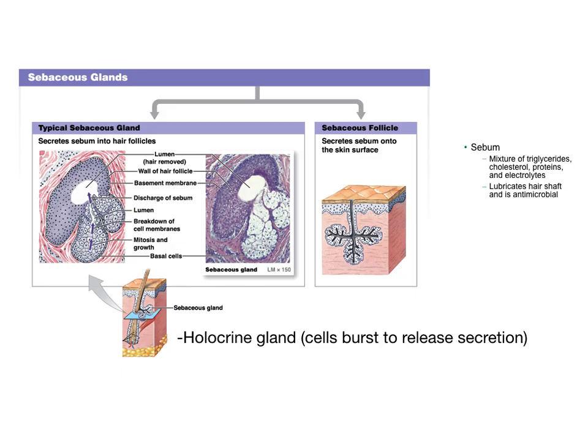So holocrine gland, the cell is burst to release its secretion. Sebum is made of a mixture of triglycerides, cholesterol, proteins, and electrolytes, and this lubricates the hair shaft, and it is important for antimicrobial purposes. So it helps protect that hair shaft, helps protect that skin from invading bacteria.